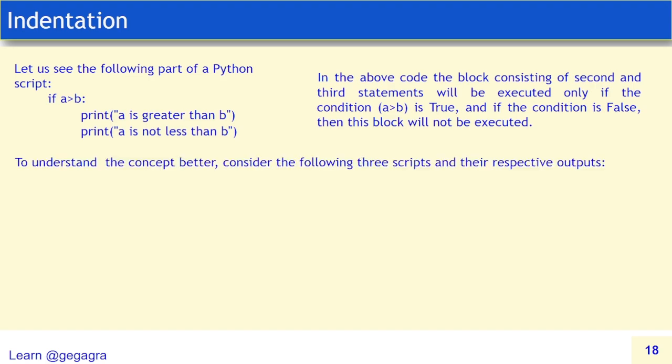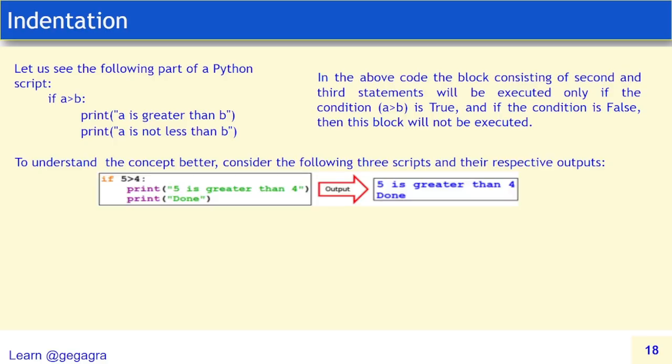Okay, now next, to understand the concept better, consider the following three scripts and their respective outputs. For example, these snippets I have taken from Python IDLE. If 5 greater than 4, print 5 is greater than 4, print done. So these two statements will only be executed when the condition is true, and since 5 is greater than 4, the output will be 5 is greater than 4 and done.